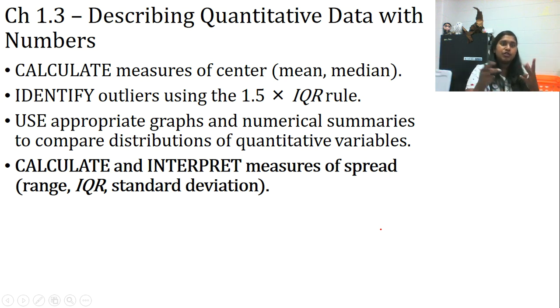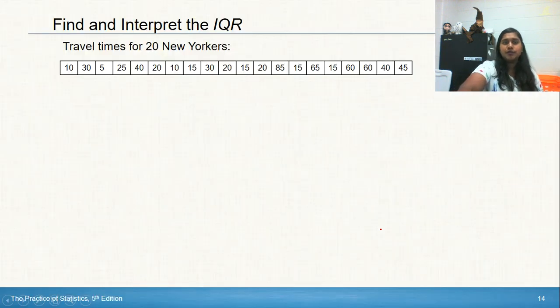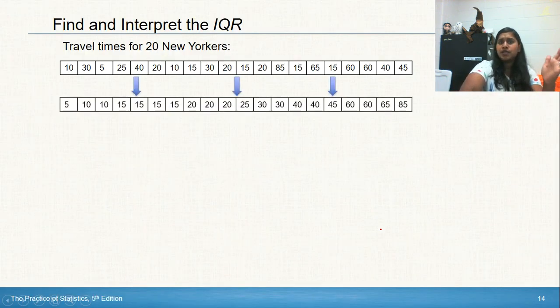What are measures of spread? Range, IQR, standard deviation. I'm telling you those now, so next time you answer a spread question, you're like, oh, right, range, IQR, standard deviation. But what about the interpretation? So we've got travel times for 20 New Yorkers.